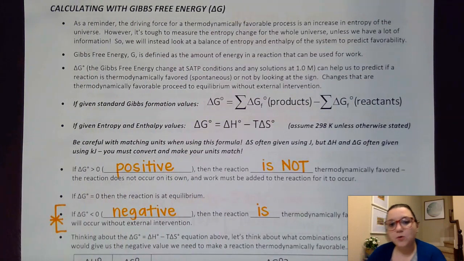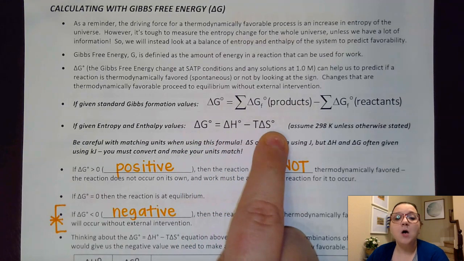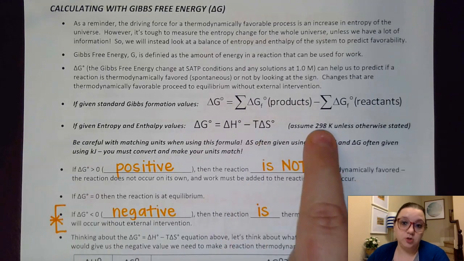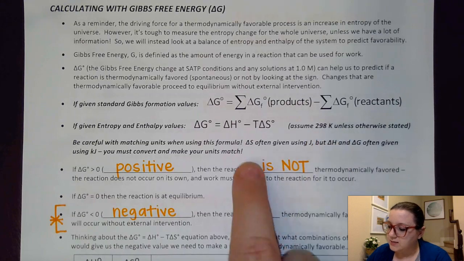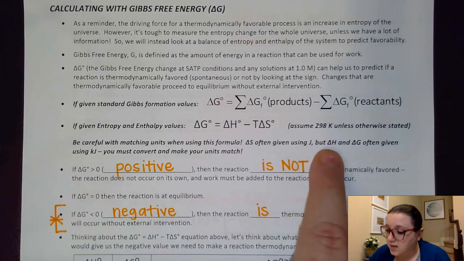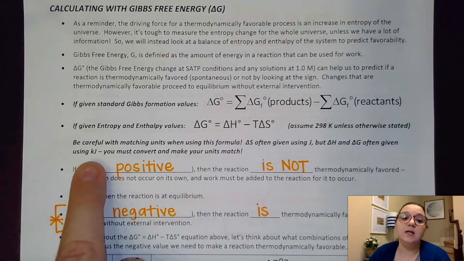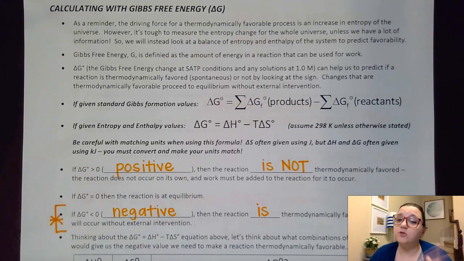However, a couple quick things. First off, when you're doing the delta H minus T delta S, most of the time we are using SATP conditions, and so we would assume 298 Kelvin unless otherwise stated. Now, the other thing we have to be really careful with, which I mentioned in our previous video, is that delta S is often in terms of joules, but delta H and delta G, our enthalpy and our Gibbs energy, are often given using kilojoules. And so you've got to do a conversion to make sure those units match up, or you're going to get your answer wrong. So just be very careful with those units.